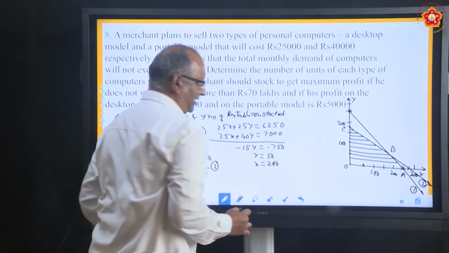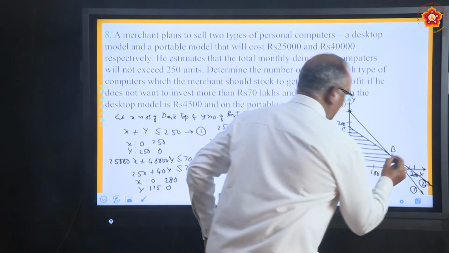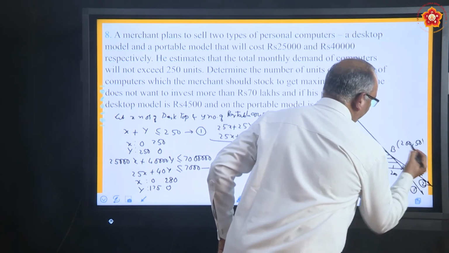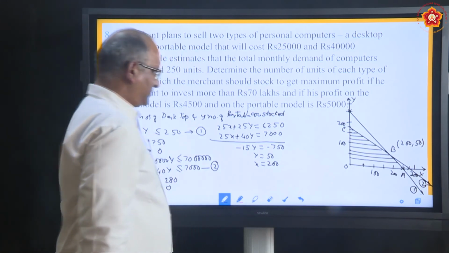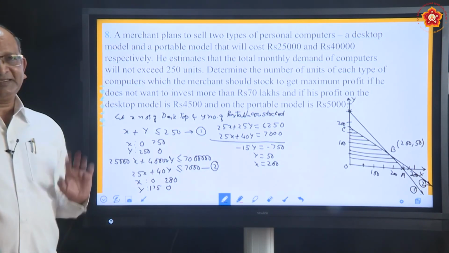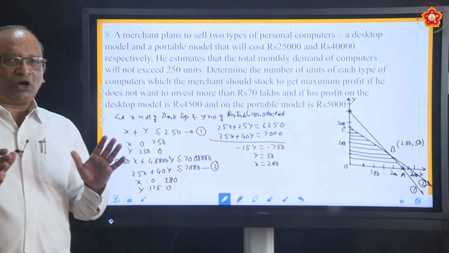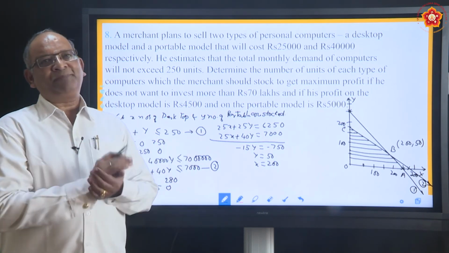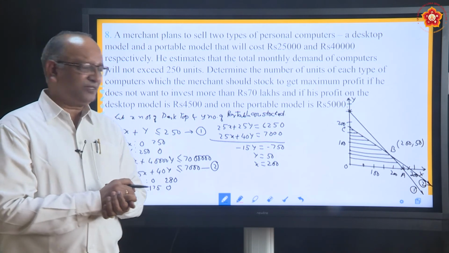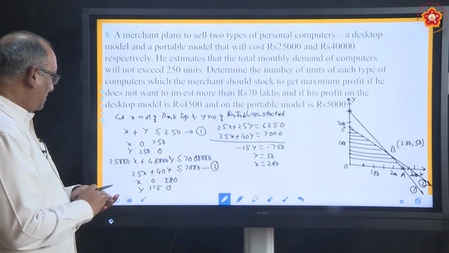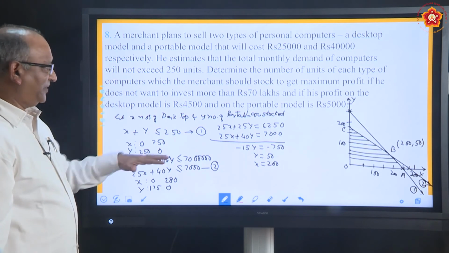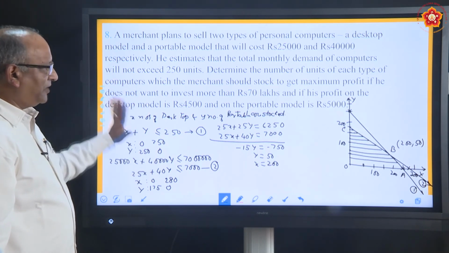So what are the coordinates of this point B? It is 200, comma 50. What do we do now? Very simple. We substitute these corner points in the optimization function Z. What is the optimization function? Optimization function is of maximum profit. We have not written it, so first we have to write it.